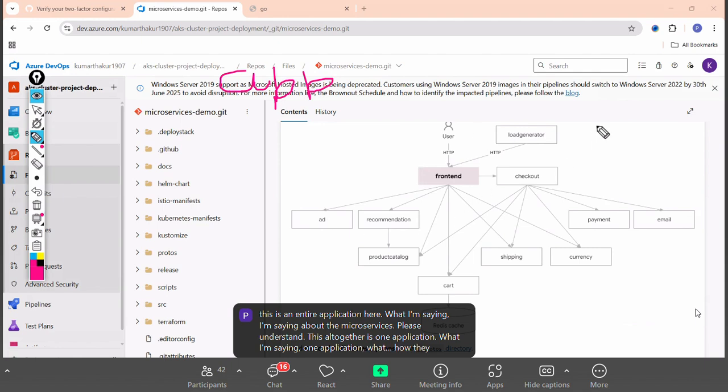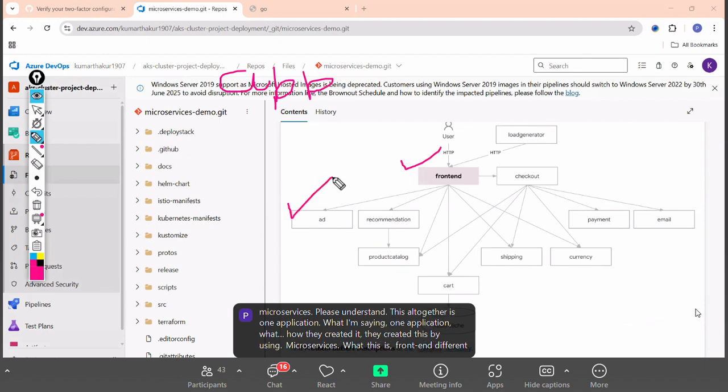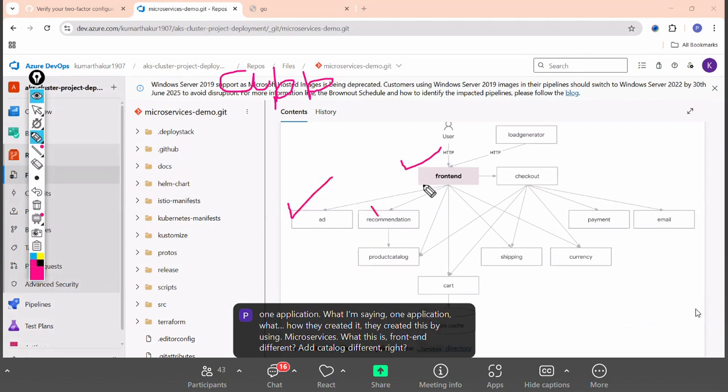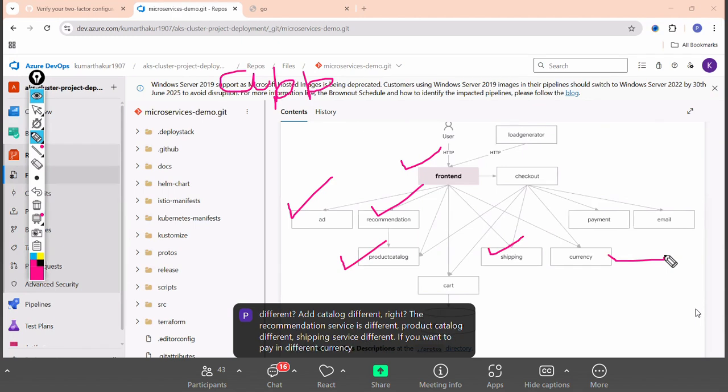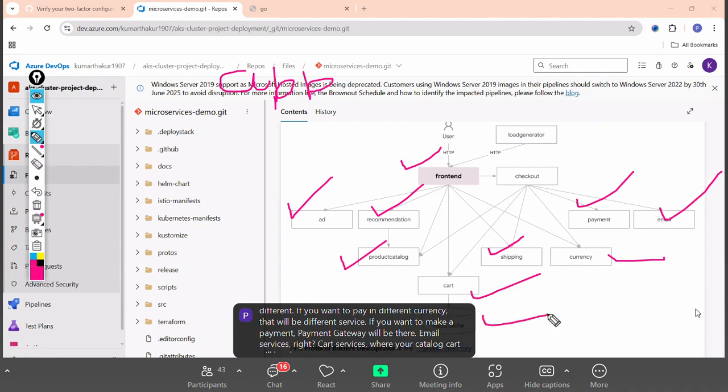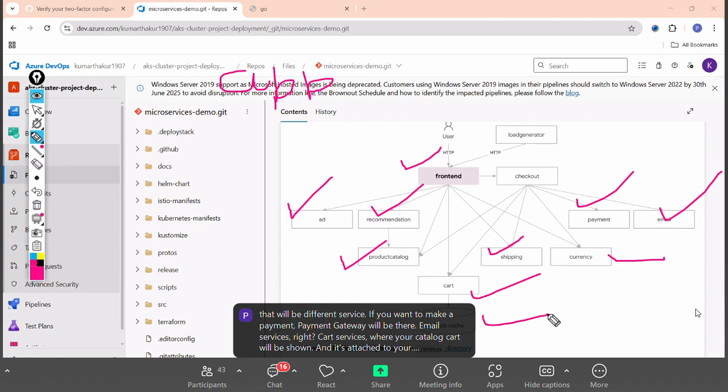But how did they create this using microservices? Front end is different, ad catalog is different, recommendation service is different, product catalog is different, shipping service is different. If you want to pay in a different currency, that will be a different service. If you want to make a payment, a payment gateway will be there, and email services. Cart services show your catalog cart and are attached to your database. So microservices means you break down the entire application into small services.